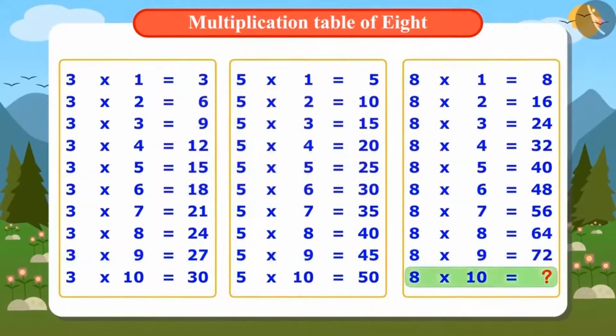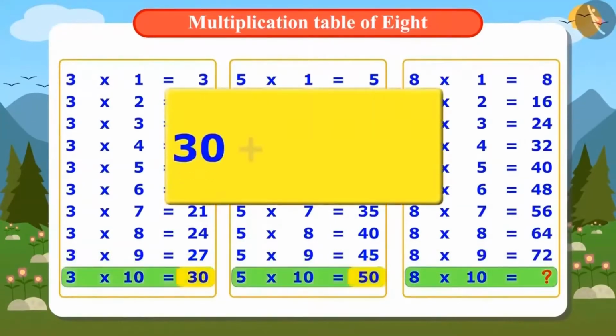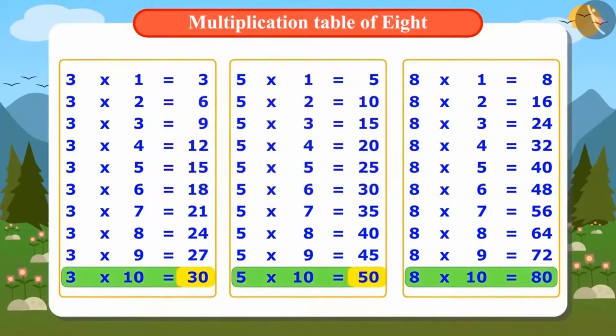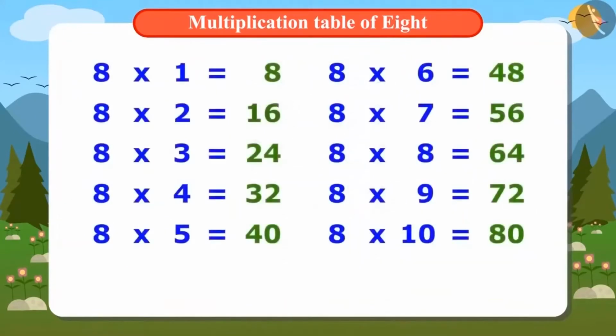Now we have to find out the last number of the multiplication table of 8. For that, we will add 30 and 50. The answer will be 80. Vandana has written down the entire multiplication table of 8. You can check whether the table you wrote is the same or not.